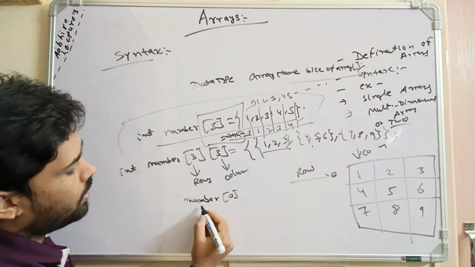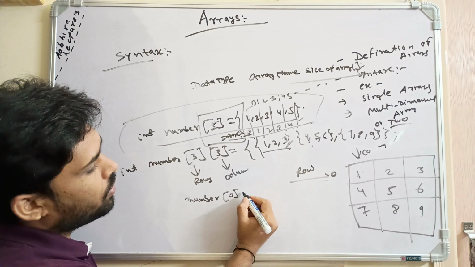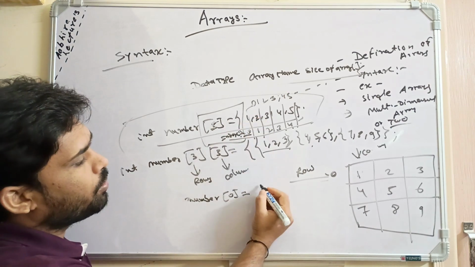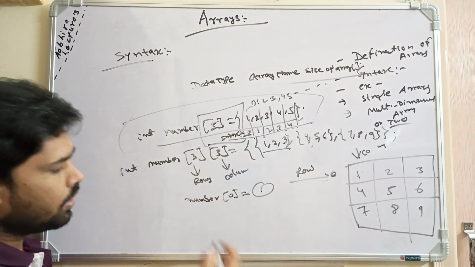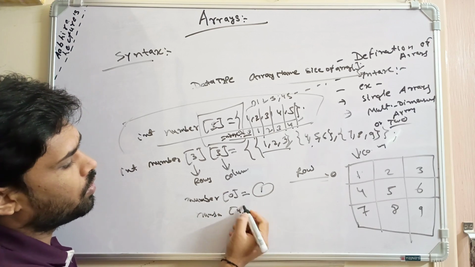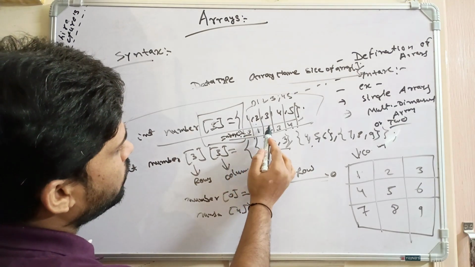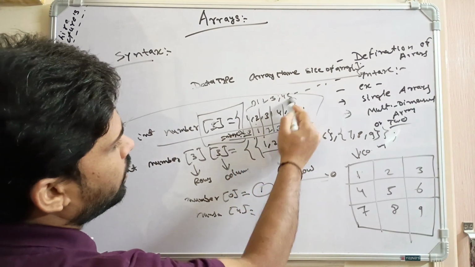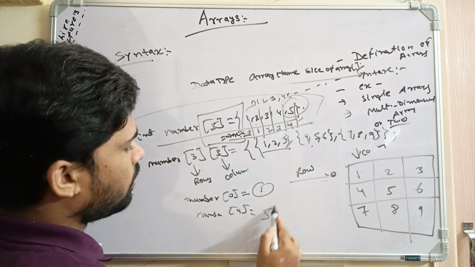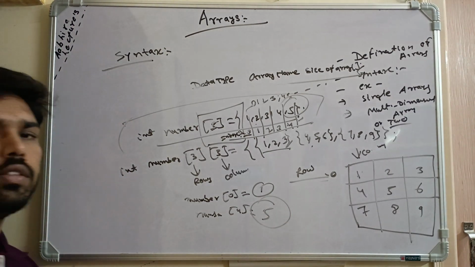Now if you print index of 0, it will print 1. If you print number of index 4, we count 0 1 2 3 4, so 5 is the value, and the output is 5. Like that we can access.